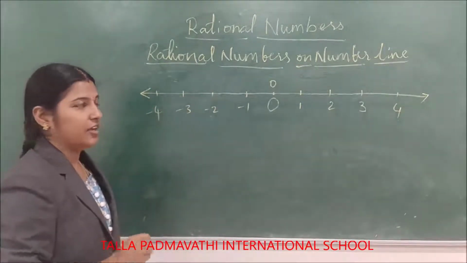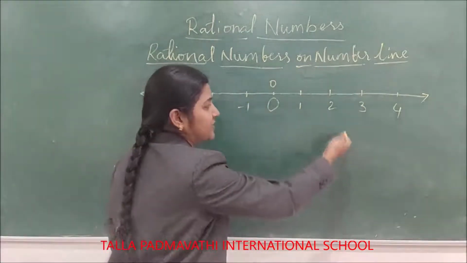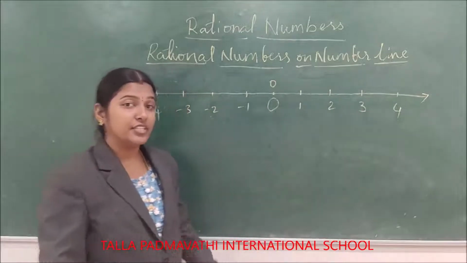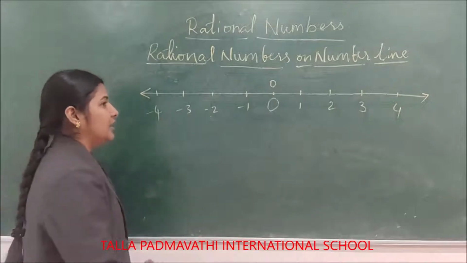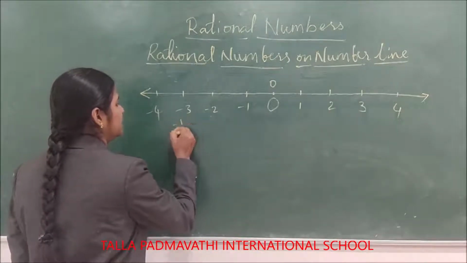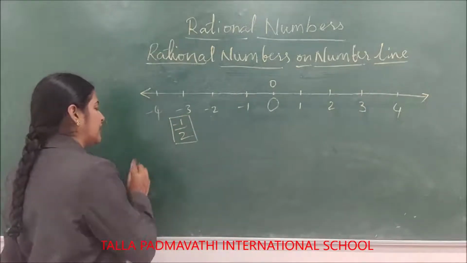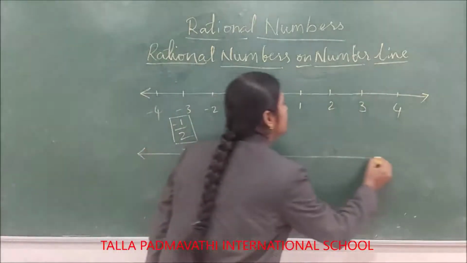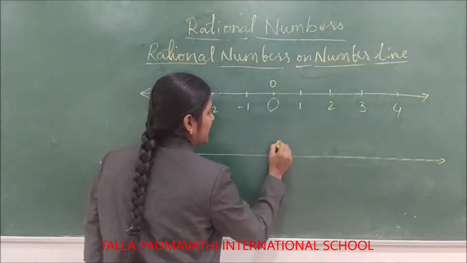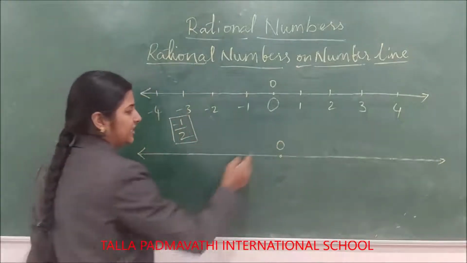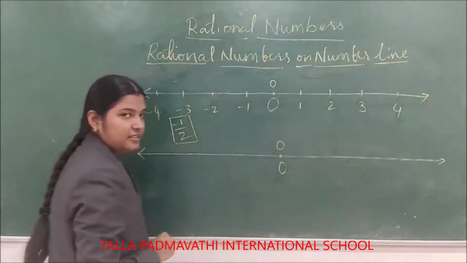In the same way children, here positive rational numbers are represented towards the right side of the 0 and negative rational numbers are represented towards the left side of the 0. So let us represent -1 by 2 on the number line. For that, children, you need to draw a line as it is like integers. You need to take a point in the middle of the line, say it as O, and that will be 0.